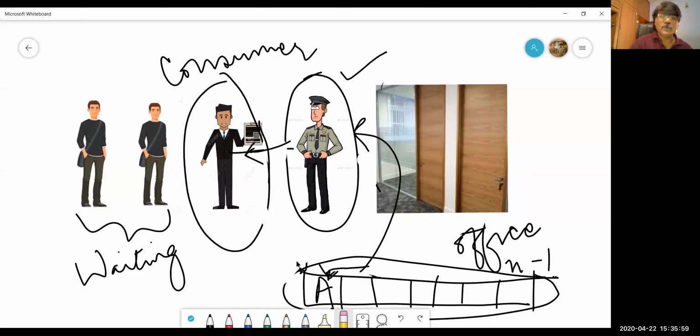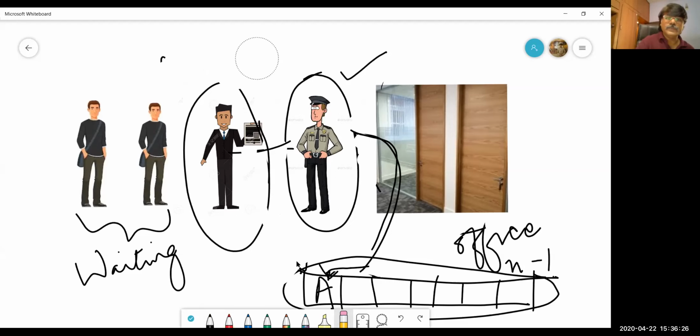But here, I'm using another mechanism where the person cannot use the resource directly. Instead, the person has to approach an in-between mechanism, a mediator, and tell the mediator that I am a producer and I want to insert the information in the buffer. So that mediator will take care of inserting the information in the buffer. The mediator will take the information from the producer, and after taking it, the security guard will put the information in the buffer.